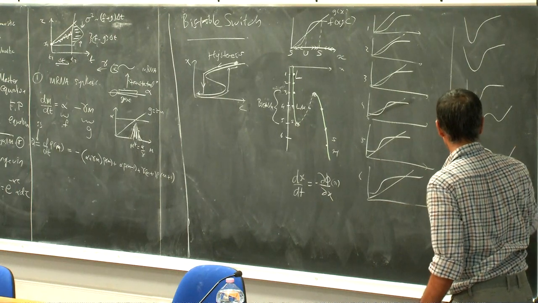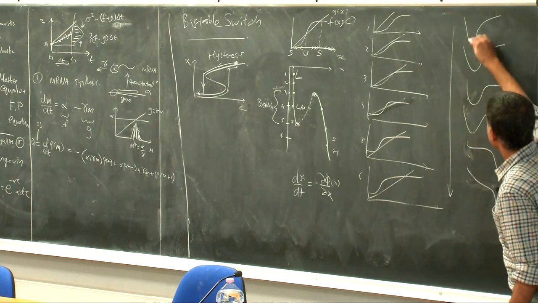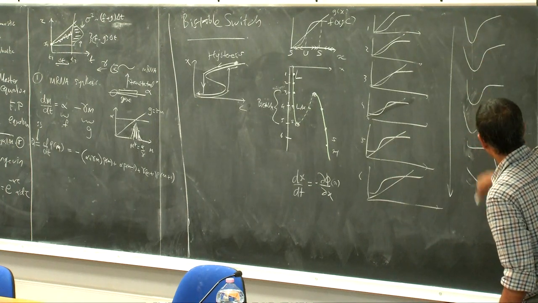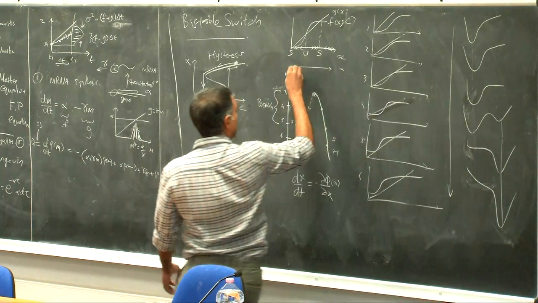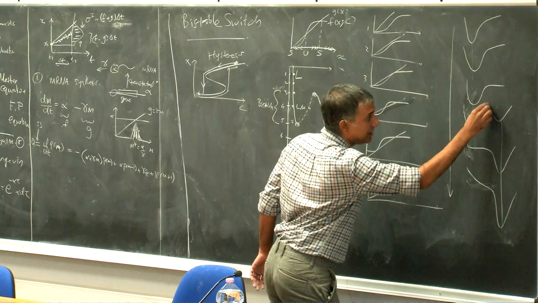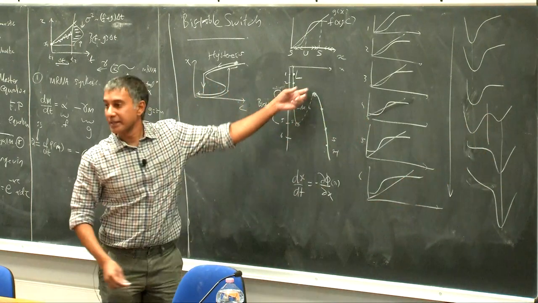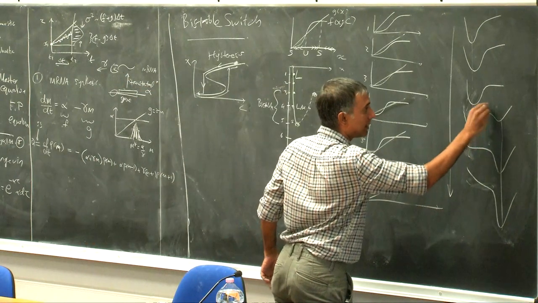And one well, and then you have only one well. Right? These points where the wells exist are the stable states of the system. These points where the peaks exist are the unstable states. Right? So the unstable state corresponds to the peak of a well.